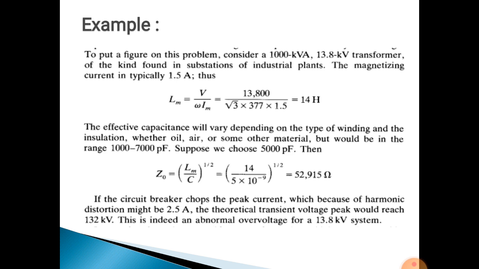Next we have to find the value of Z0, the impedance. Z0 is equal to square root of Lm by C. Next we have to find the value of C. In this example, we take a range of capacitance from 1000 to 7000 picofarad. Suppose we choose the value of 5000 picofarad, that means 5 into 10 power minus 9 farad. Substituting these values in the Z0 equation, finally we get Z0 equal to 52,915 ohms.